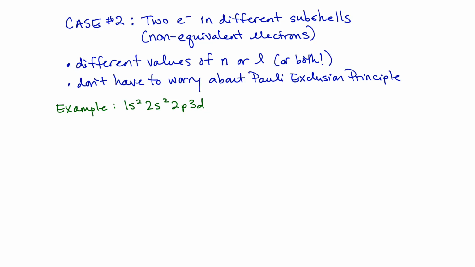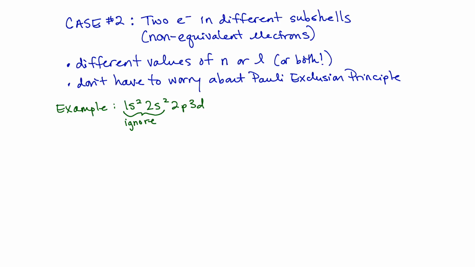Okay, so the example we're going to look at for this situation is going to be a configuration of 1s2, 2s2, 2p, 3d. Okay, so we have a total of 6 electrons. So this would be an example of a carbon atom, an excited state of carbon. Okay, so the first thing that we're going to notice is that we have two completely filled subshells here. We're going to ignore those.